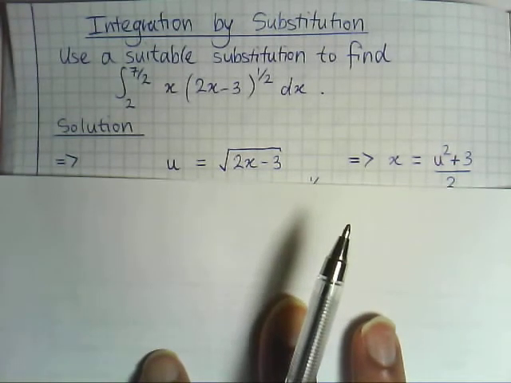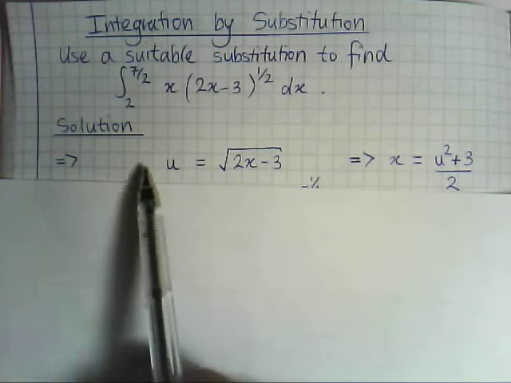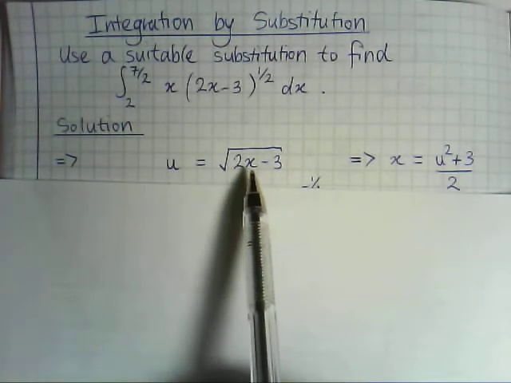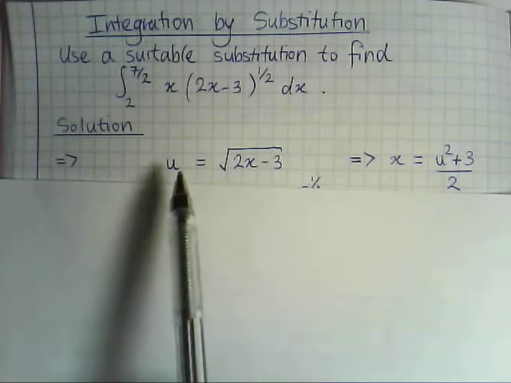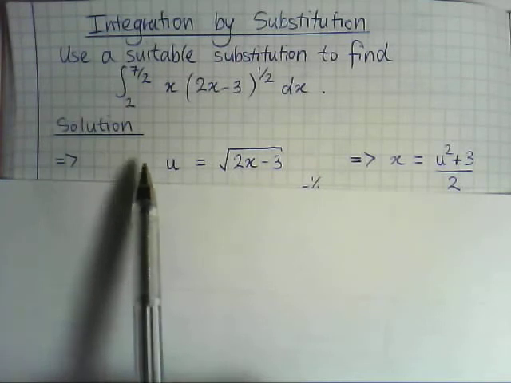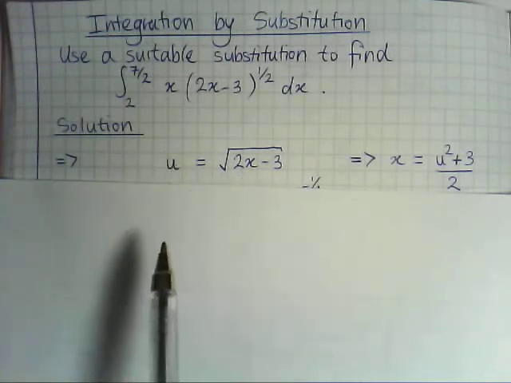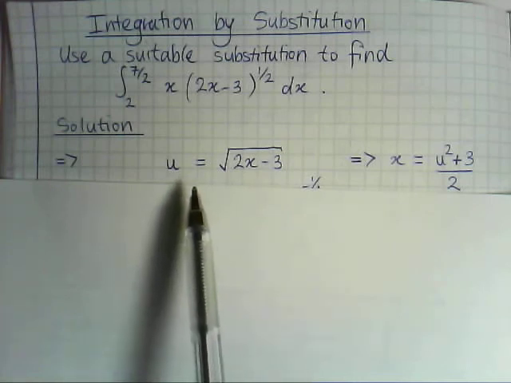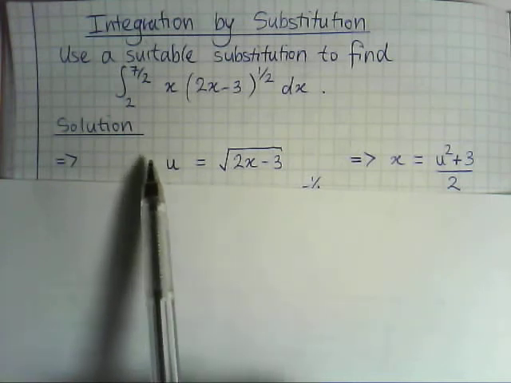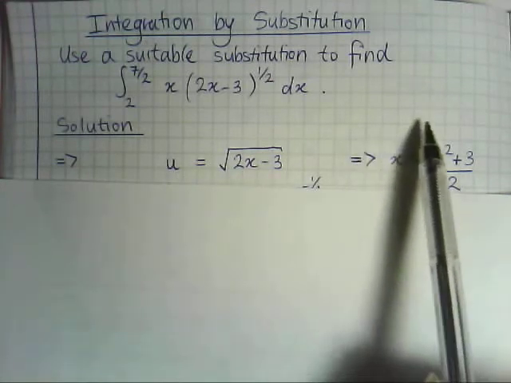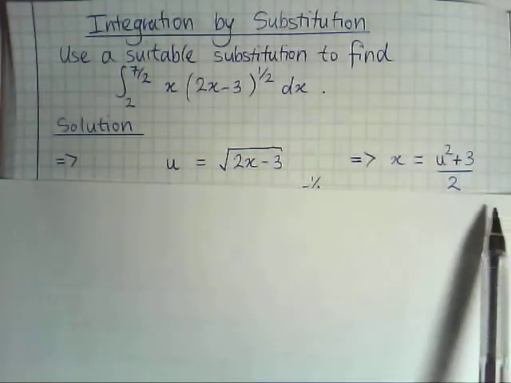Just as a note going forward, if we square both sides, we end up with u squared equals 2x minus 3. And then if we add 3 to both sides, we end up with u squared plus 3 equals 2x. And then if we divide both sides by 2, we'll end up with (u squared plus 3) divided by 2 is equal to x. And we're going to use this fact a little later on in the question.